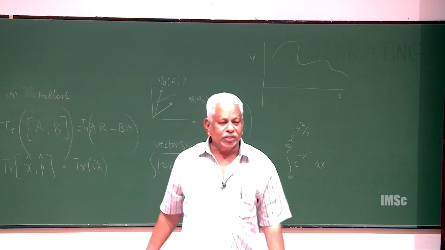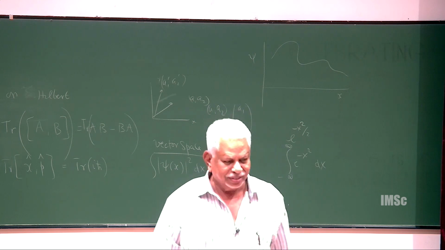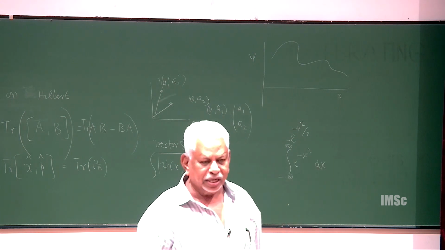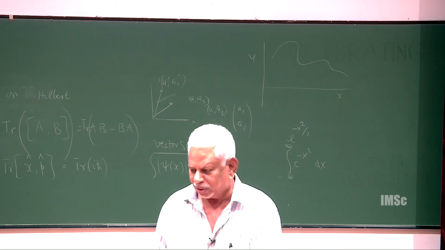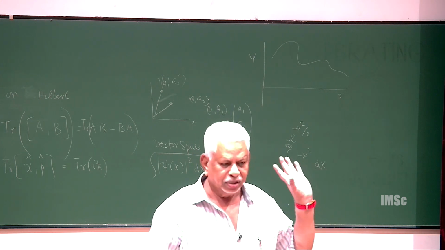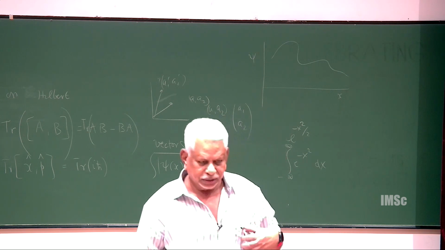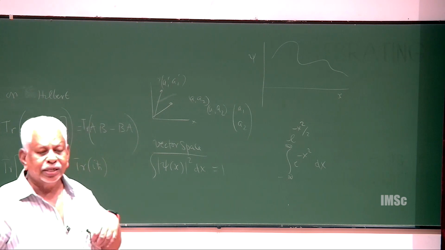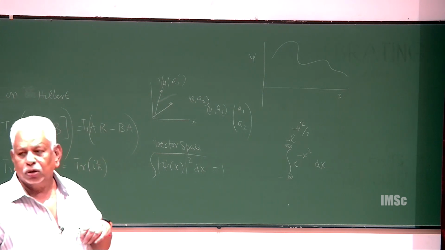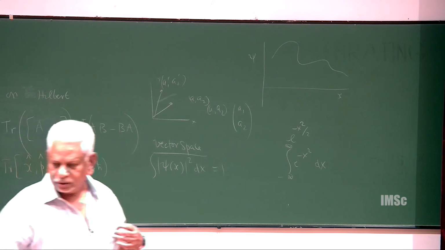So the area under this curve e to the power minus x square, along with the x-axis, is only a finite number. It is only a finite number, so it is a good function. Such functions are called square integrable functions.